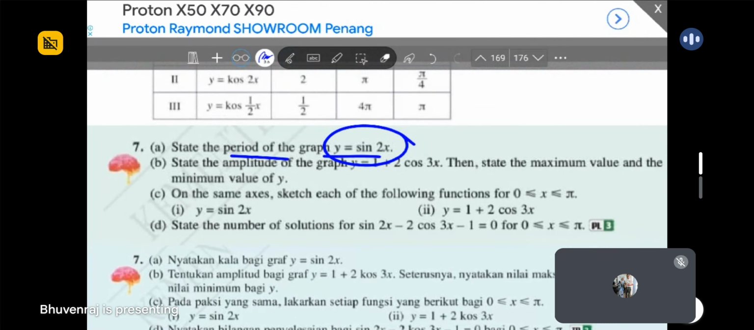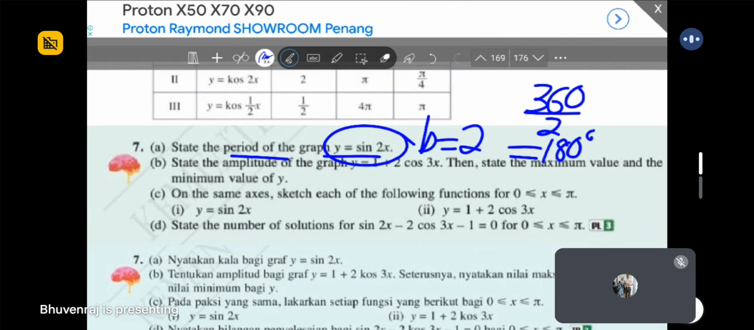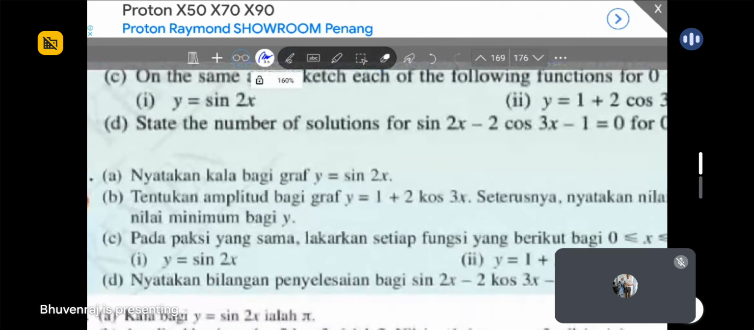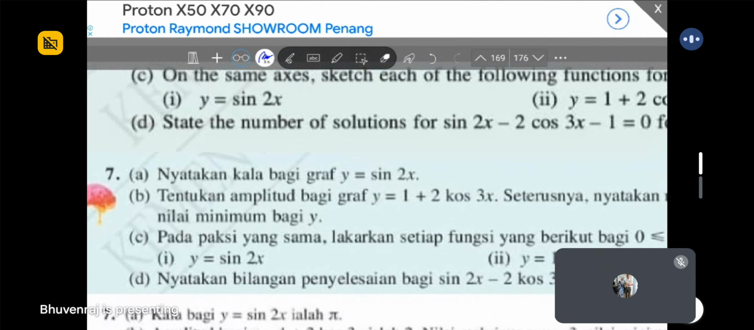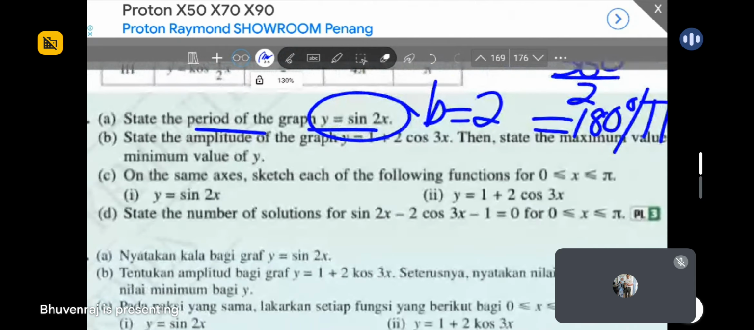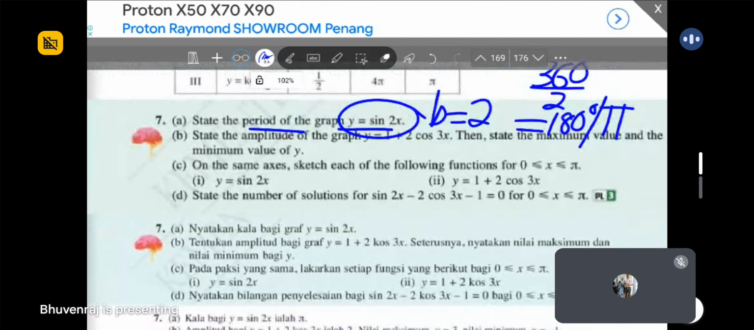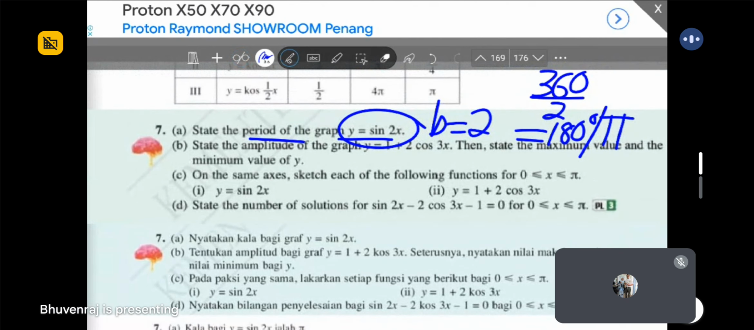Okay, so same concept, period equals 360 over B. So B is 2, right? Nilai B 2. So 360 over 2. So the answer is 180 degrees, or you can say pi. So the answer is pi. Radian lah, this is unit radian. All right. Okay, next one. Question B. They ask you to state the amplitude of this graph.